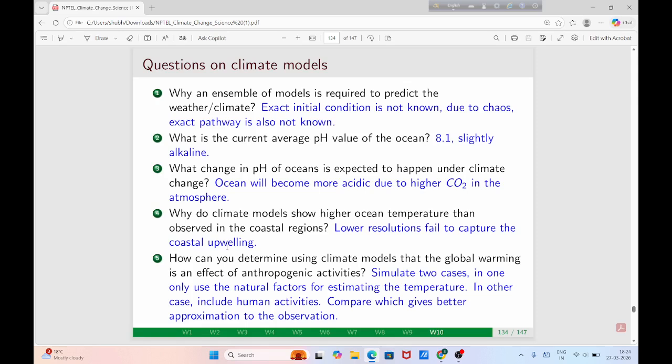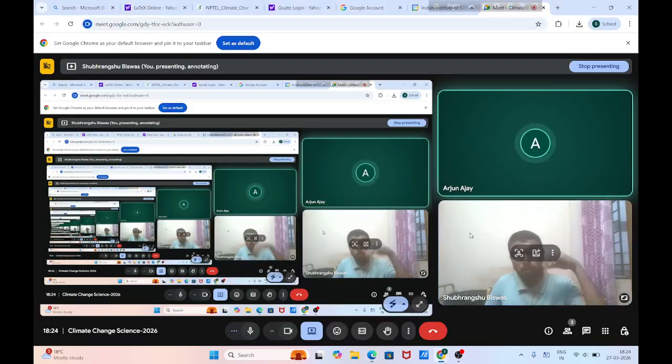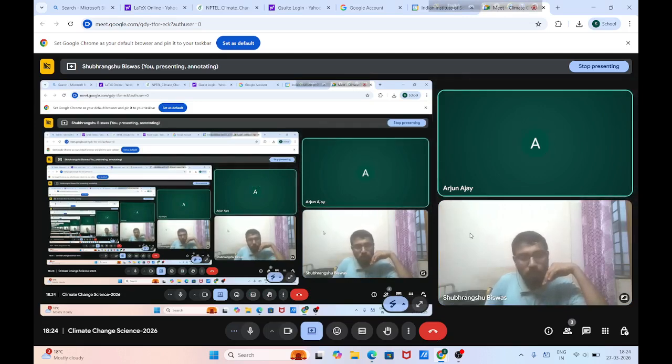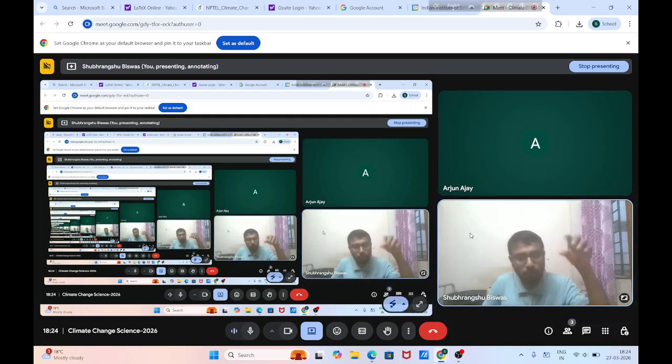Actually, why is the ocean temperature higher at the top than in the bottom part? Is it because radiation is absorbed or something? You are asking why the temperature is lower in the bottom part compared to the surface, the upper part.